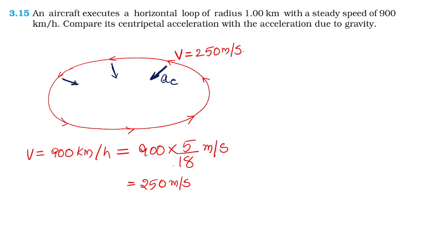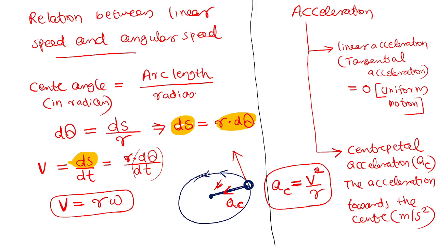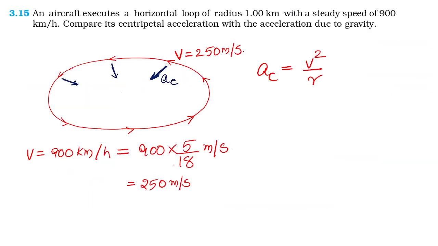So I want AC. The derivation I will teach you later in the next class. We studied this formula V square by R. V equal to 250, so V square will be 250 square by radius. Radius is 1 kilometer, which should be in meter. You know that 1 kilometer is 1000 meter. Radius is 1000 meter.